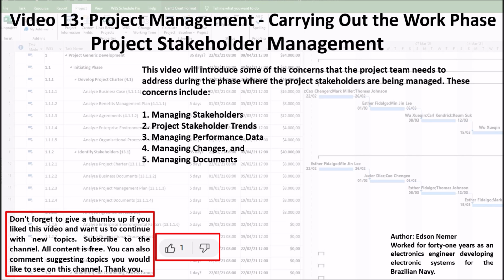4. Managing changes, and 5. Managing documents.